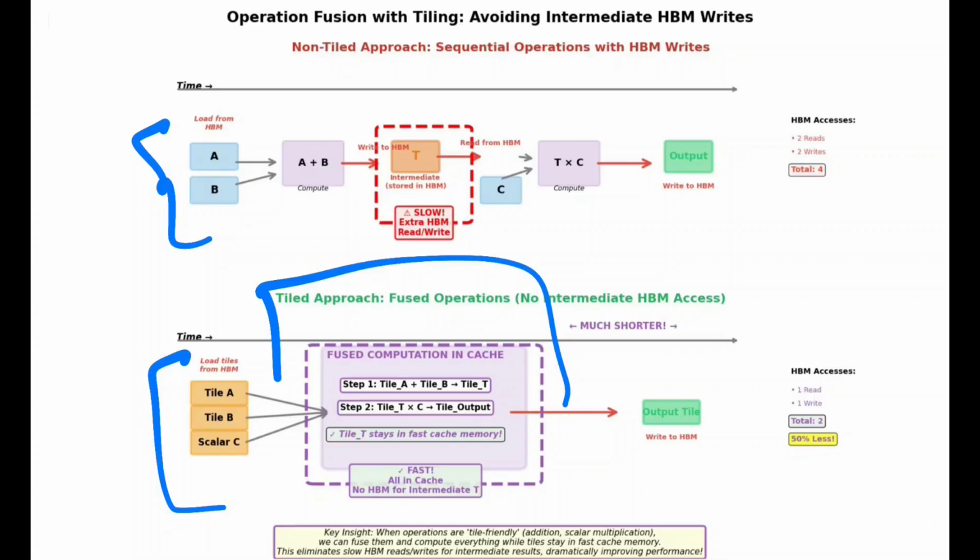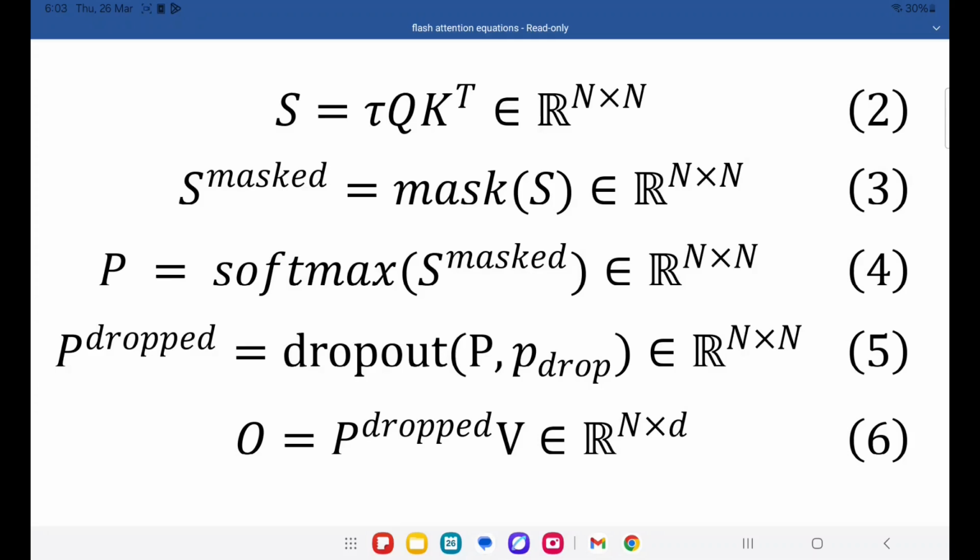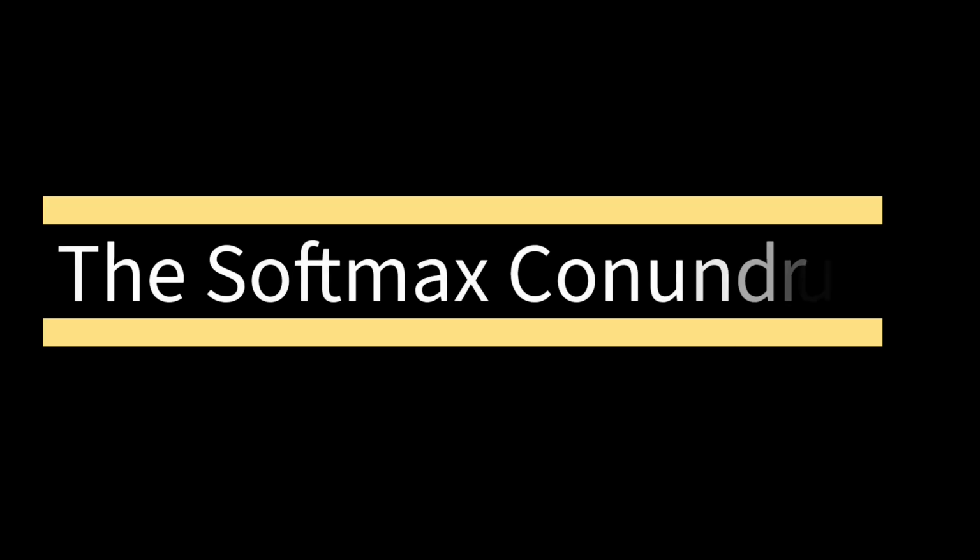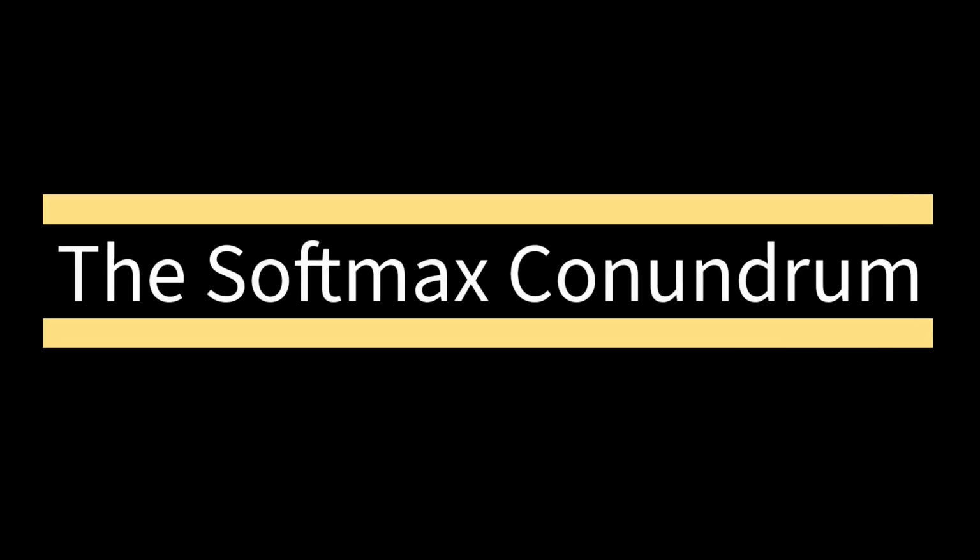Now if you see the overall attention calculation, it is mostly matrix multiplication. So from our discussion of tiling, you might think that we should be able to fuse them, but there is a problem. So let's talk about the softmax conundrum.